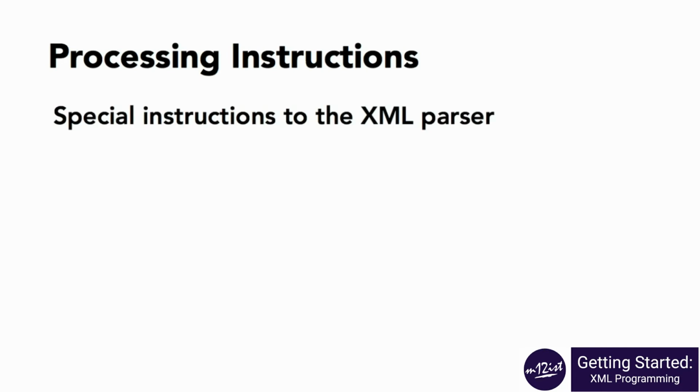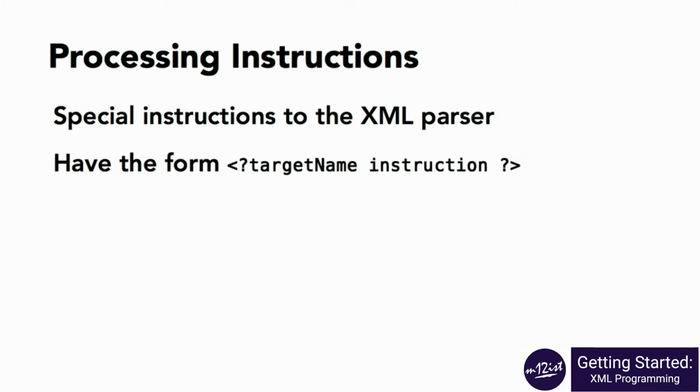They have the form of an opening angle bracket followed by a question mark with a target name and an instruction, followed by a question mark and a closing angle bracket. Now, if you're paying attention, you might be saying to yourself, well, wait a second, that's the same format as the XML document declaration. And you're right, it is. It's pretty much the same format. The XML target name is obviously reserved because it's part of the document declaration. But a processing instruction can start with a number or a letter, then be followed by digits, letters, hyphens, periods, and underscores.